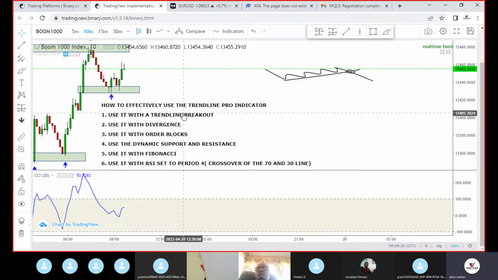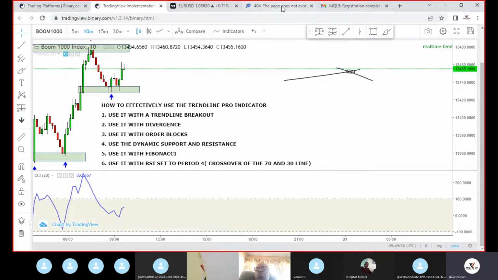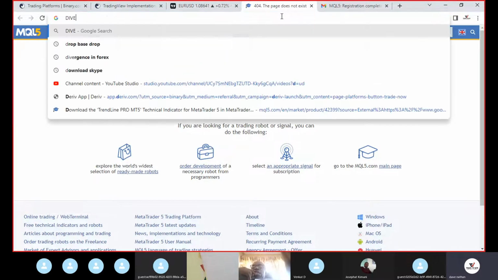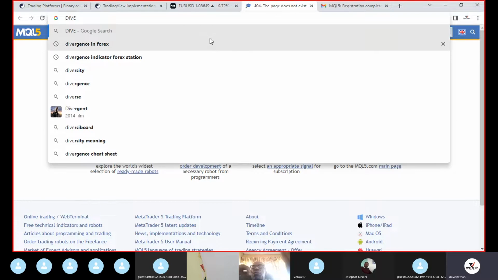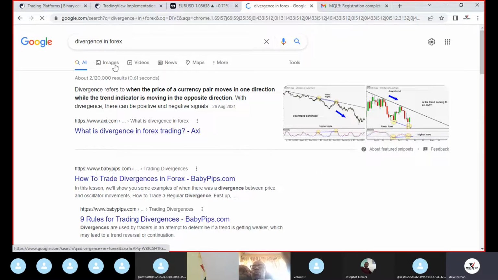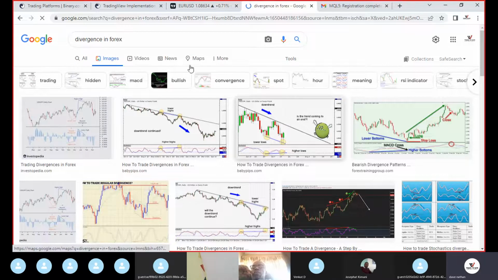So we are done with trend line break. So the next way we can use it is using it with divergence. So for those of you that don't know what a divergence is, this is it. I'm just showing you how it looks like. I'm not going to be explaining.